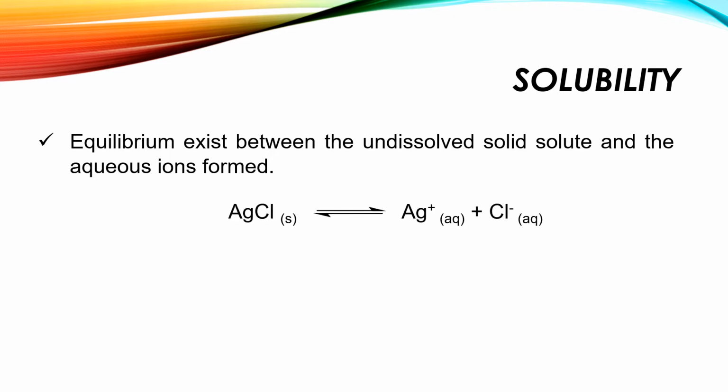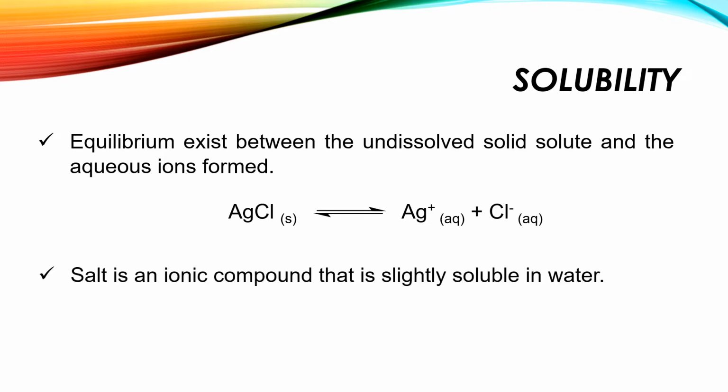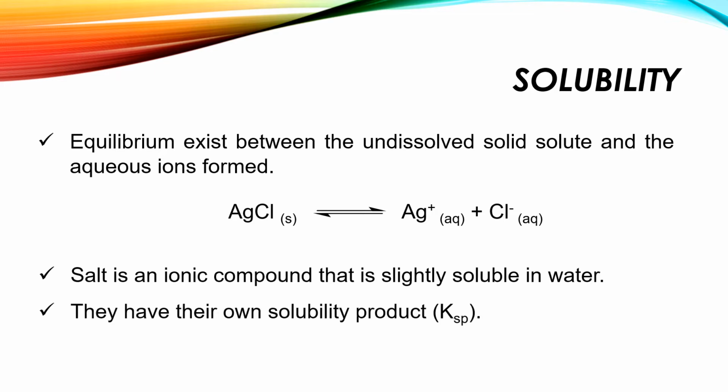For example, the soluble salt of argentum chloride. Argentum chloride dissociates to form argentum plus ion and chloride ion. The salt is an ionic compound that is lightly soluble in water. They have their own solubility product, or Ksp.